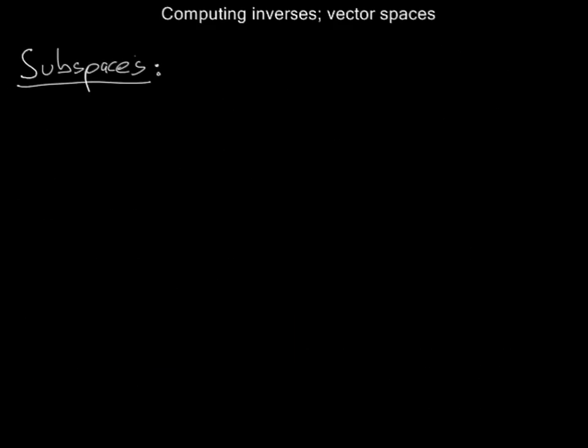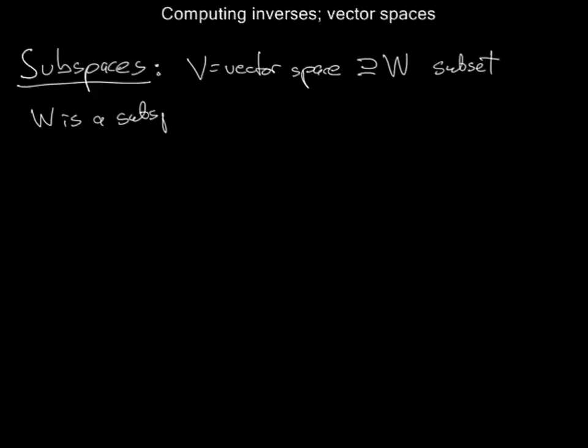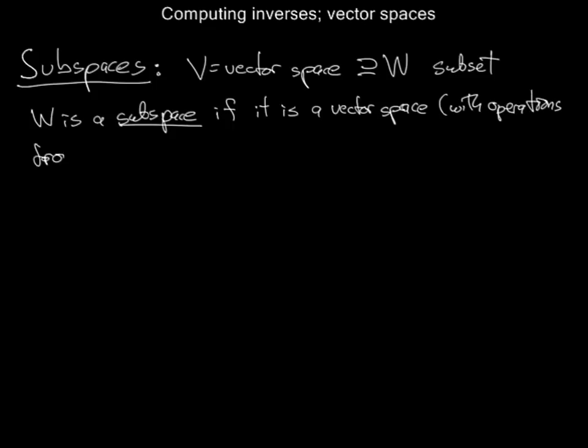So let's talk next about subspaces. Suppose I have a vector space and I have a subset of the vector space, just any subset of the set. We say that W is a subspace if W itself is a vector space. And what does that mean? So V is a vector space. We have a subset. I'd like the subset to be a vector space.